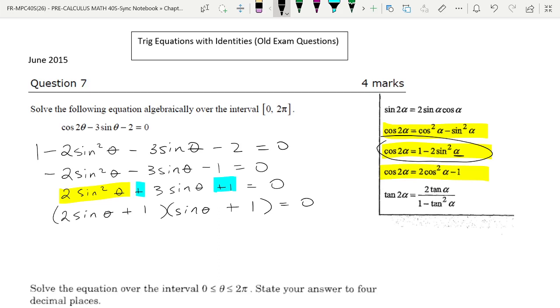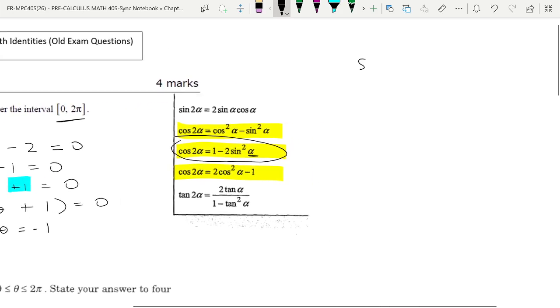All right, what do I do with that now? Well, that means that 2 sine theta plus 1 equals 0, which means that sine theta equals negative a half, or sine theta equals negative 1. Okay, now I have to solve for those things from the interval from 0 to 2 pi. So where is sine of theta negative a half? Okay, I might want to kind of do this over here on scrap paper. I'll just move over here. So sine of theta is negative a half, and sine of theta is negative 1.